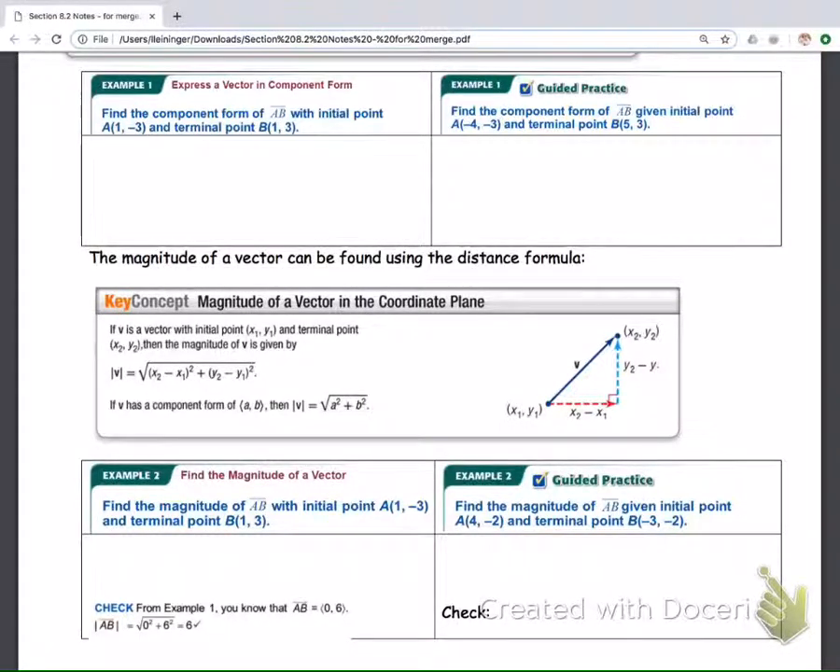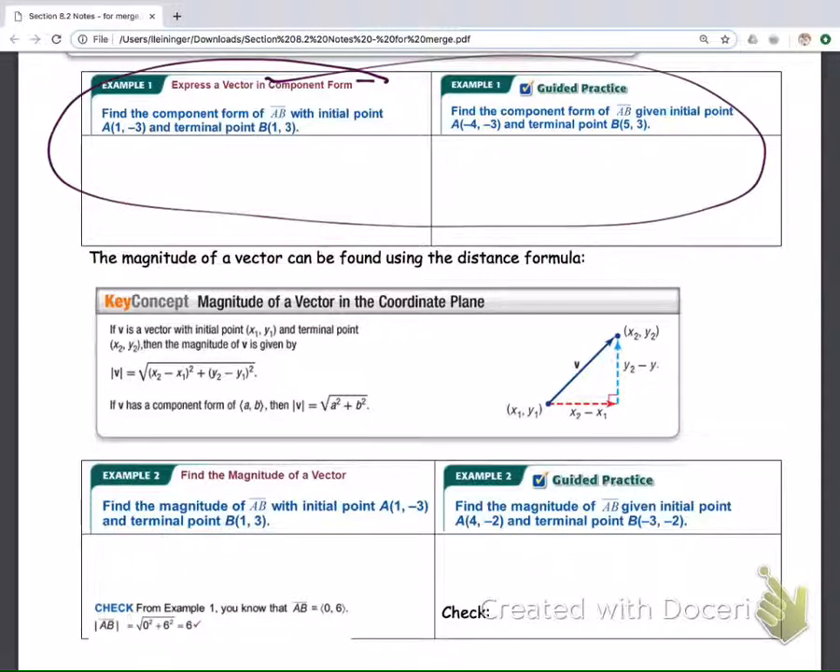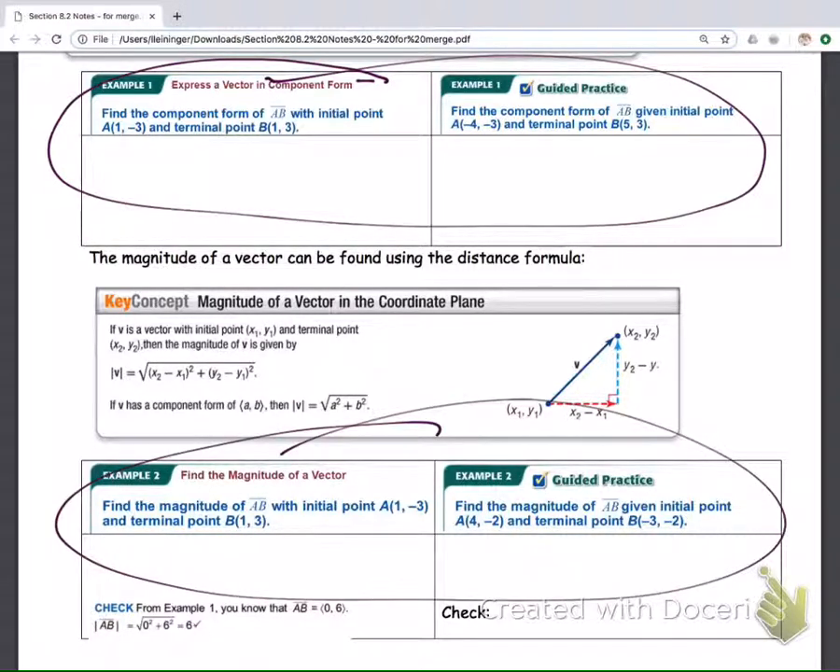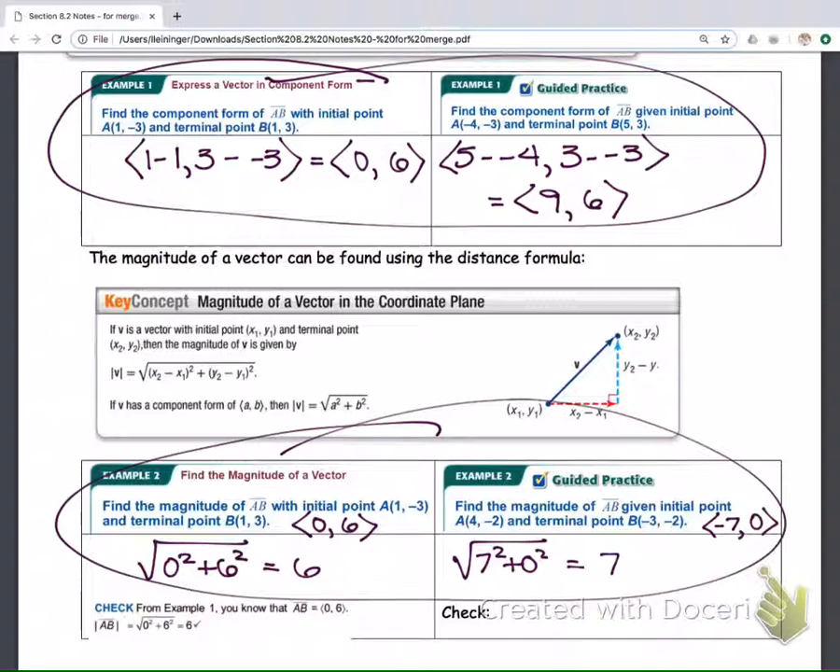So real quick as a review, I'd like you to go through these two examples, finding component form, and these two examples, finding the magnitude on your own using your formula sheet. See what you remember from last class. So component form on the first two, you subtract the terminal point minus the initial point to get your component form. The magnitude, I found component form first and then did square root of x squared plus y squared on both of them.